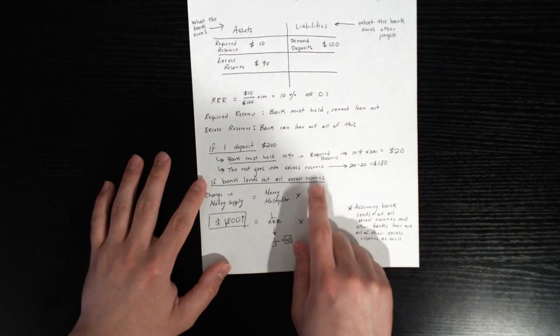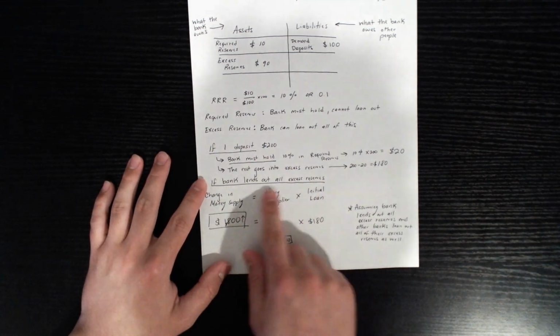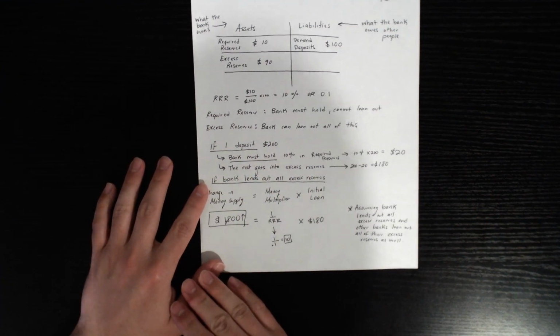They might not loan out all of the excess reserves they get from my deposit. They might decide to keep some more, but that's what we're assuming for this example.